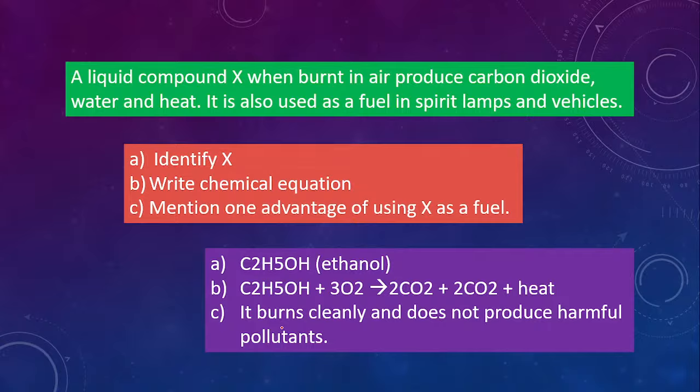Okay, so don't forget. And here, this one will be water. CO2 is given, and here water will be formed. Okay, this one will be water, not CO2. It will be H2O. Carbon dioxide and water will be produced. So 3H2O it will be. Okay. So why do we use ethanol? Because it burns cleanly, so it does not leave any residue. So that's why it will not produce any harmful pollutants.